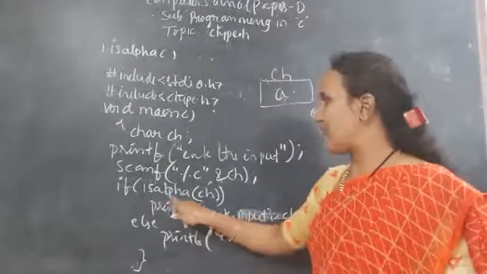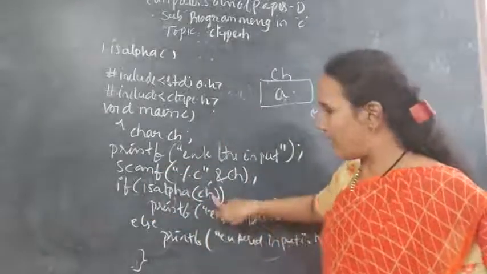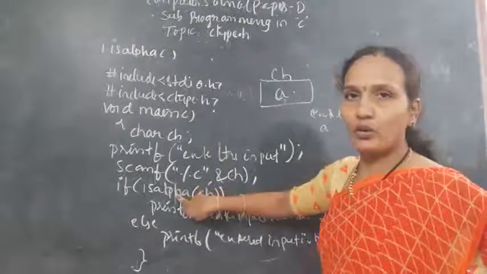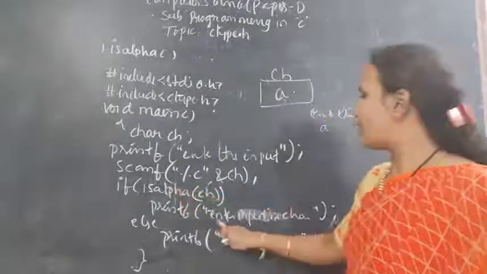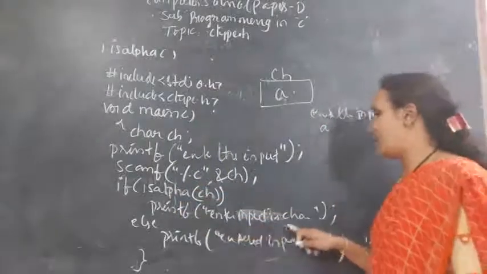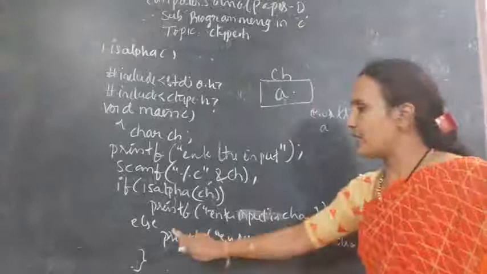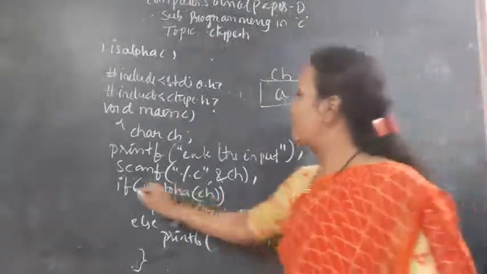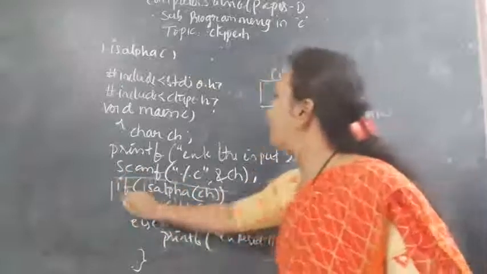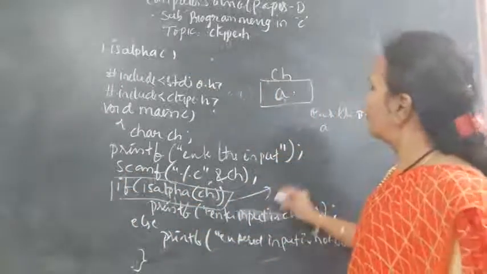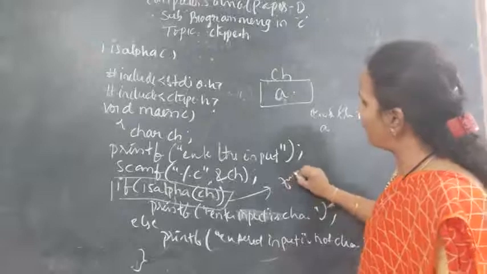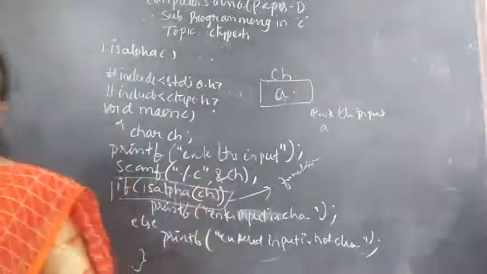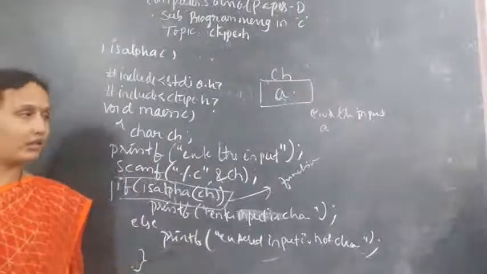After that, isalpha of ch checks whether whatever input, whatever value is there in this variable, is an alphabet or not. If it is, what message should be printed? Entered input is character. Else, entered input is not a character. So here, this is an implementation of the function. Okay, you take a screenshot of this. For all the remaining functions, you have to write like this only.